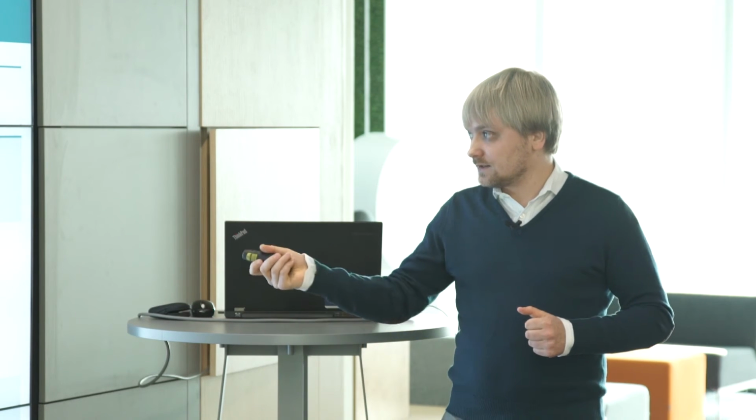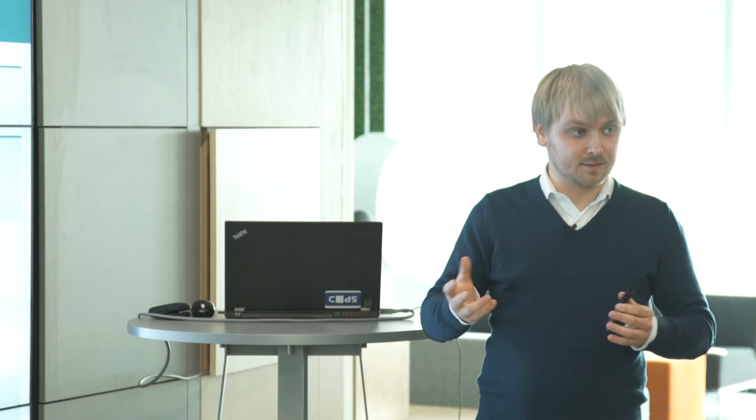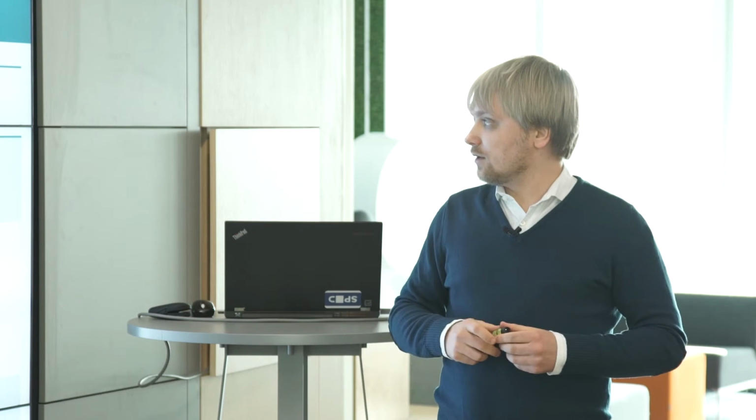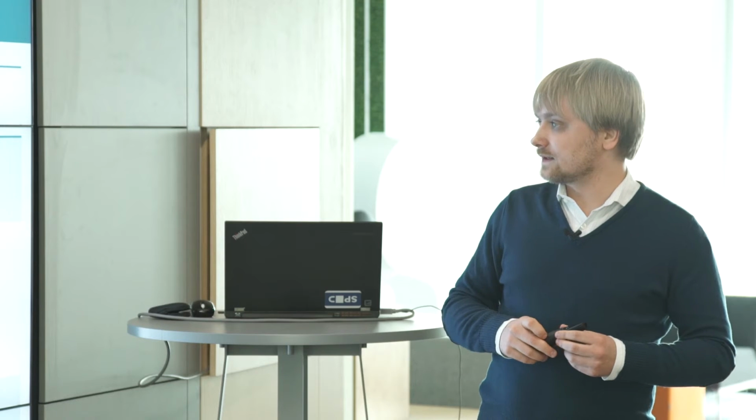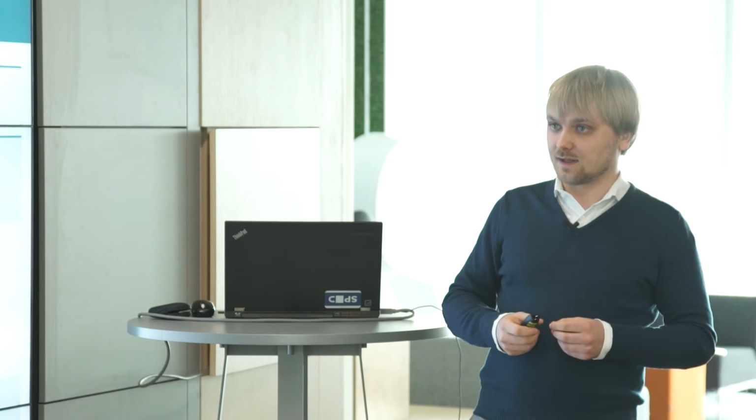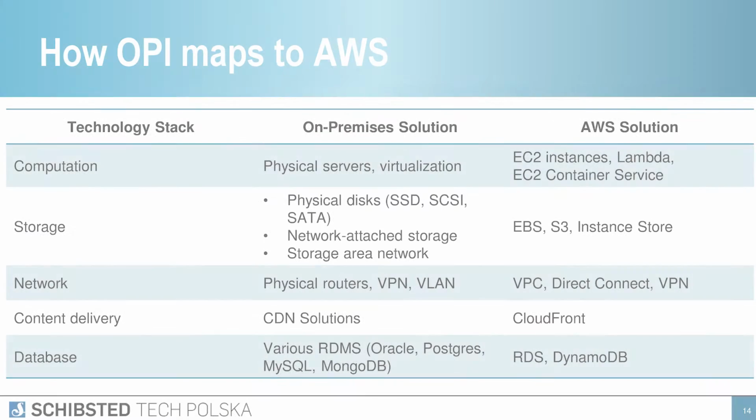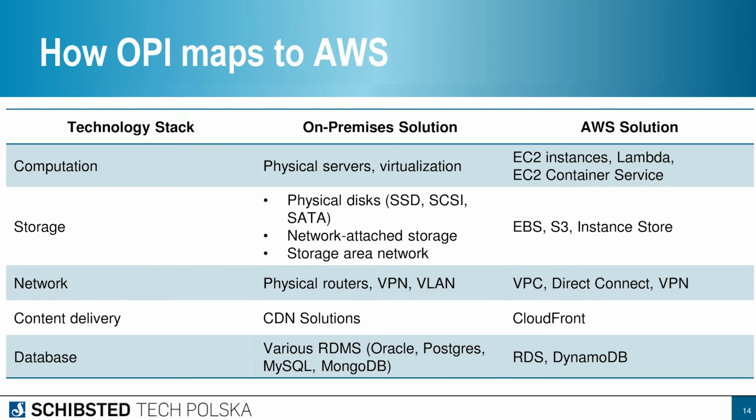But some types of EC2 instance also have their own instance store, which you may also use as storage. But this instance store is ephemeral. So when you terminate the machine, it is lost. So for preserving data, it's best to keep this data on EBS or S3 or Glacier. For network, you must maintain your physical routers, VPN, virtual LANs.